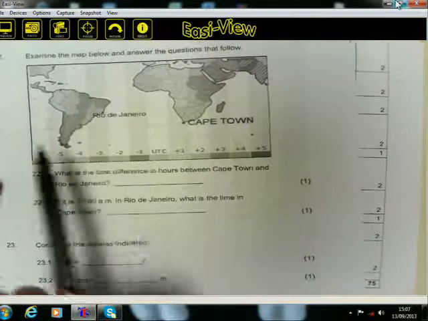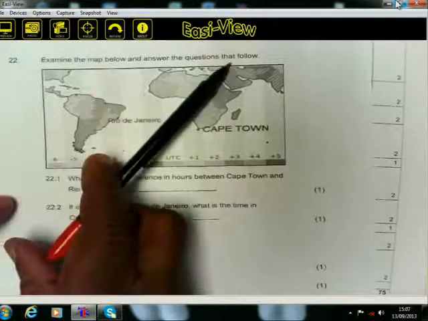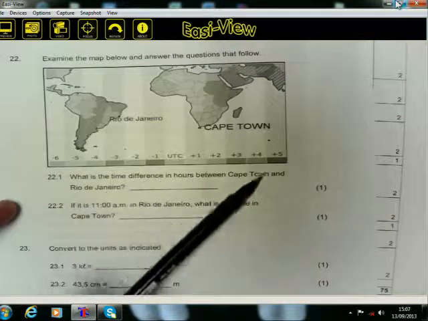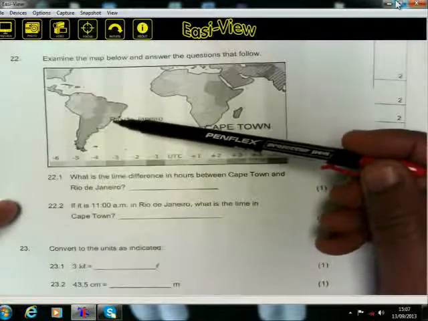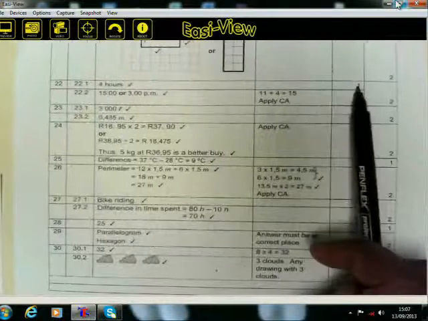Study. Examine the map below and answer the questions that follow. What is the difference in hours between Cape Town and Rio de Janeiro? Elena was supposed to look at Cape Town and Rio de Janeiro. The difference, if you look there, it's 4 hours. So it's 1 mark.